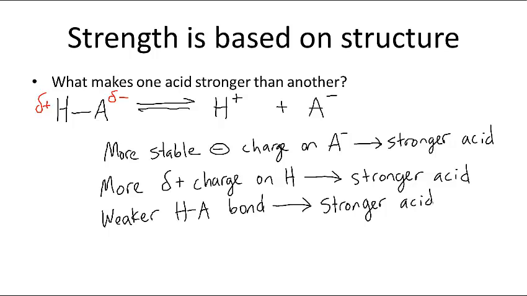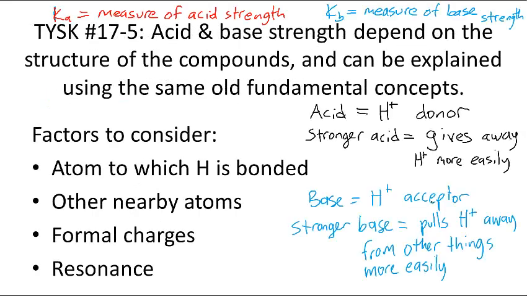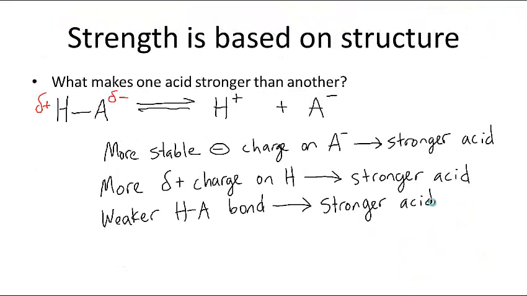And the previous slide lists them really. The four things we're going to consider would be what atom hydrogen is bonded to. Electronegativity is going to be a factor there. Other nearby atoms in the molecule can have an effect on acidity. Formal charges in the molecule can definitely have an effect. And then resonance can definitely have an effect. All right? So we're going to apply these general principles to think about some specific situations.